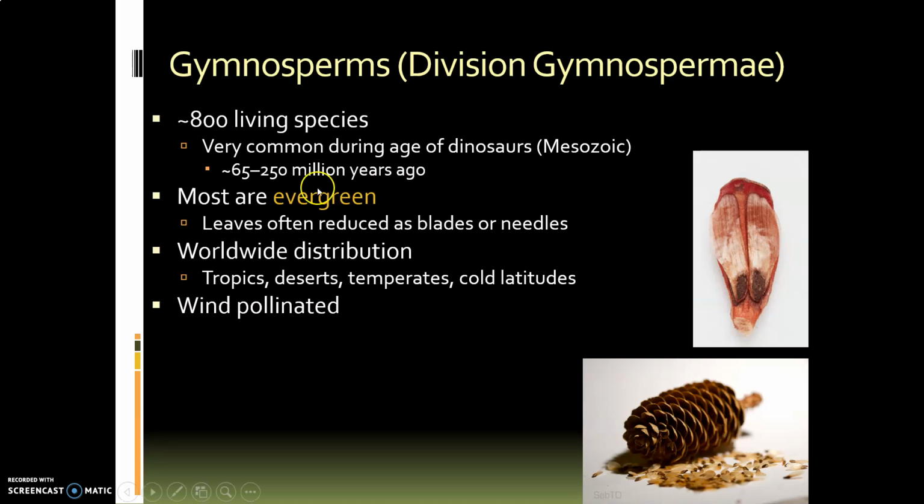There's going to be a few exceptions, but in general, the gymnosperms are evergreen, meaning that they keep their leaves year round, and their leaves are typically reduced into pine needle sizes or almost grass-like blades of leaves. In either case, reduced surface area means less feeding, but also less water loss. Very successful group of plants everywhere from the equator and the tropics to the desert. There are some desert groups as well.